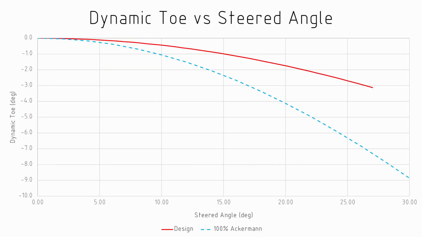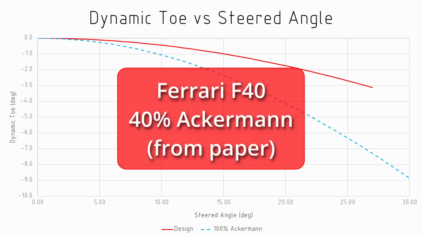Referring back to that McLaren paper, they noticed that the Ferrari F40 had 40% Ackermann, and that's what they adopted with the McLaren F1. I'm not intending to build a car that's going to go as quick as a F40 or a McLaren F1, but it seems like a reasonable starting point. But let's investigate this a little bit further.